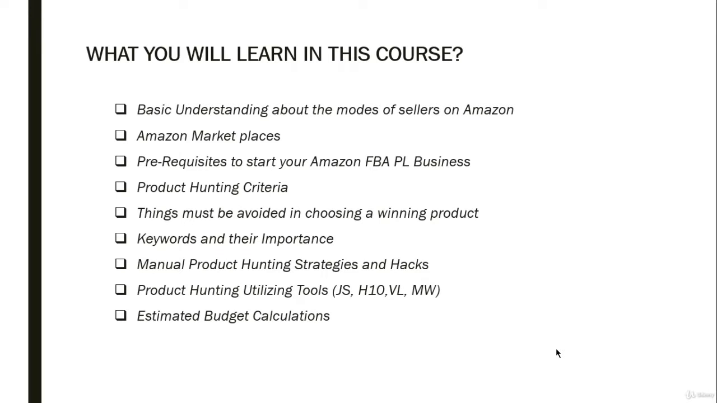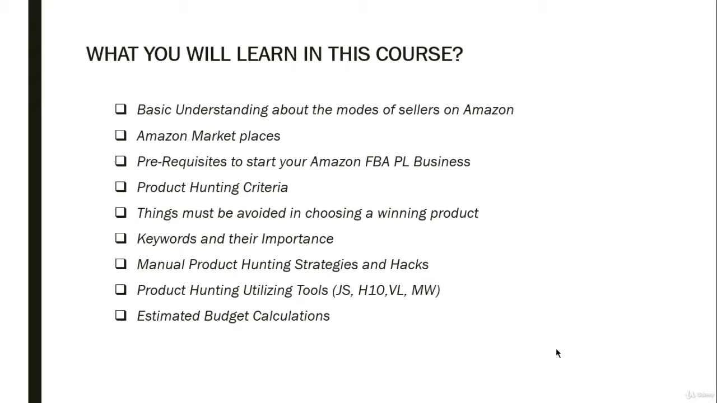Let's talk about what you are going to learn in this course. In this course, you will learn about the basic difference between Amazon FBA and FBM, which are the two ways to do business on Amazon. Then we will talk a little about Amazon marketplaces, prerequisites. Then you will learn about the criteria which must be followed to hunt an excellent product. Simply looking at a Jungle Scout score of 6 or 7 is not the criteria. Then there are some don'ts which must be avoided by every new seller.